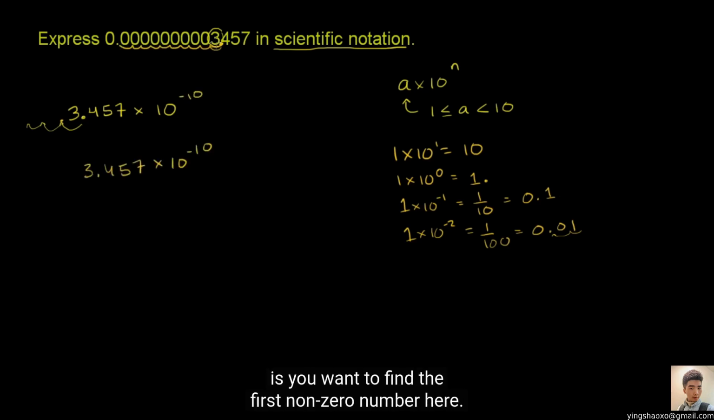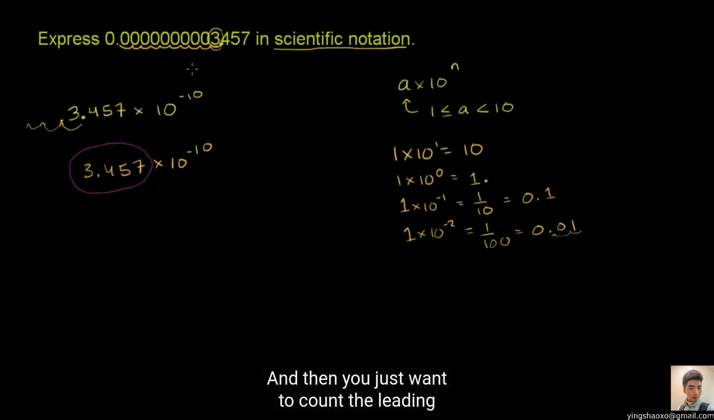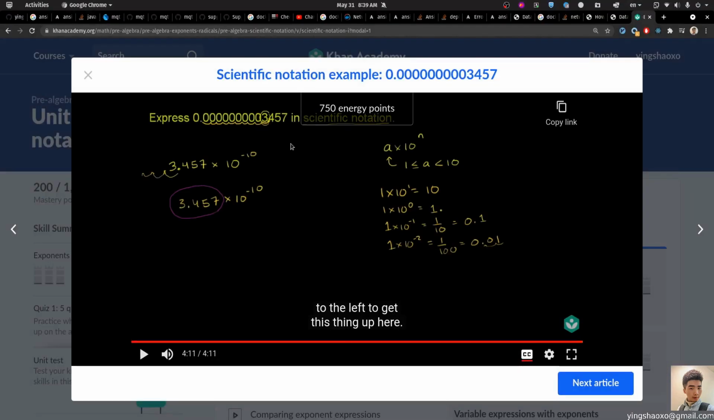So in general, what you want to do is find the first non-zero number. Remember, you want a number that is between 1 and 10, greater than or equal to 1. 3.457 definitely fits that bill. Then you just want to count the leading zeros, up to the decimal of that number, and include the number, because that tells you how many times you have to shift the decimal over to actually get this. We have to shift 10 times to the left to get it. All right, that's the basic idea of scientific notation.